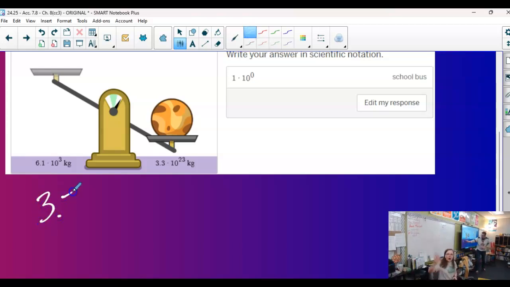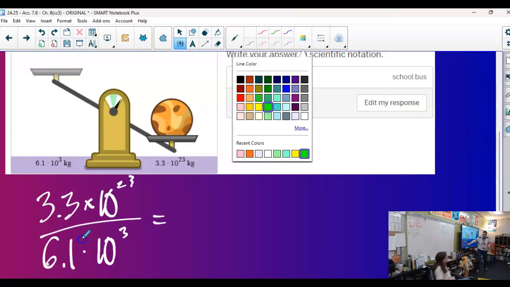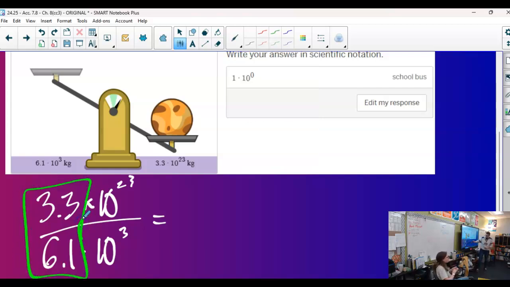So, 3.3 times 10 to the 23rd, and yes, sometimes we use x for this multiplication. 6.1 times 10 to the 3rd. 3.3 divided by 6.1. Someone help me out. What is 3.3 divided by 6.1? It's going to be 0 point something. No. 0.5409. 0.5409. Yeah, it's very long.